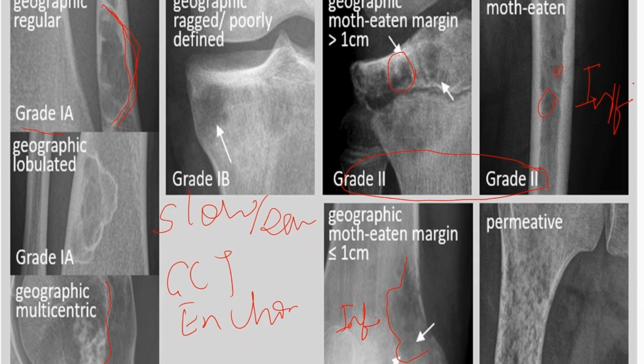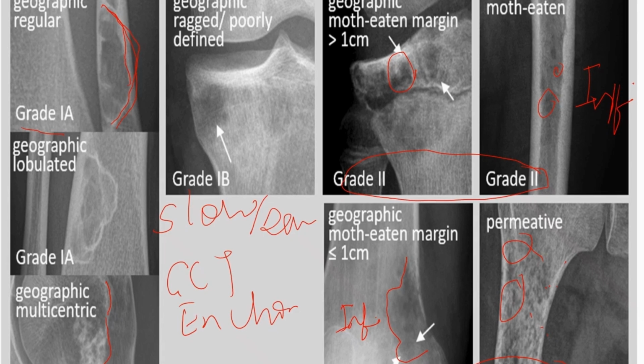Whereas the other is the permeative type. Grade 3 is the permeative type. The permeative type appears as numerous tiny lucencies, so it looks like a worm-eaten appearance. We can see these tiny lucencies, the worm-eaten look. These are very aggressive, malignant lesions. They can be seen in Ewing sarcoma, lymphoma, leukemia, and metastasis.